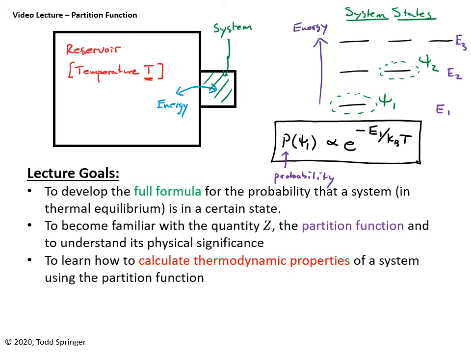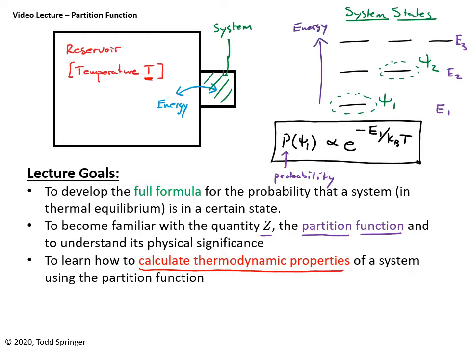Okay, so basically in this lecture what we want to do is go a little bit further. We want to flesh this out a little bit more. In particular, I want to know what is this proportionality. So I want to know exactly what the probability is equal to, not just the proportionality. So I want to deal with more than just ratios of probabilities, but how do I actually calculate the probability? And for that, you need this thing called the partition function, which is usually called the letter Z. And so we'll learn how to calculate that and also learn what it's good for. In addition to calculating probabilities, it's also extremely useful for calculating thermodynamic properties of the system.